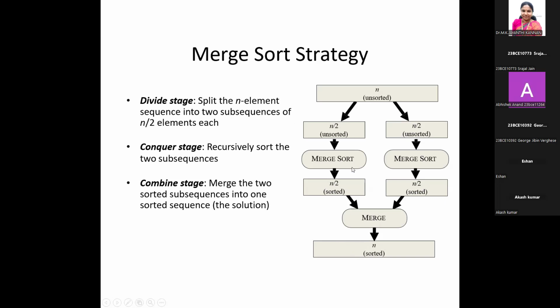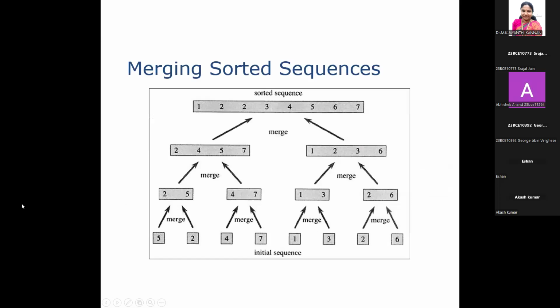Divide, conquer, merge to get the final solution. We already discussed. Say we are taking an unsorted array of 8 numbers. The given list of n numbers is 5, 2, 4, 7, 1, 3, 2, 6. Merge the first two numbers, sort, merge and sort the given two numbers. Again, merge these two subsequences.